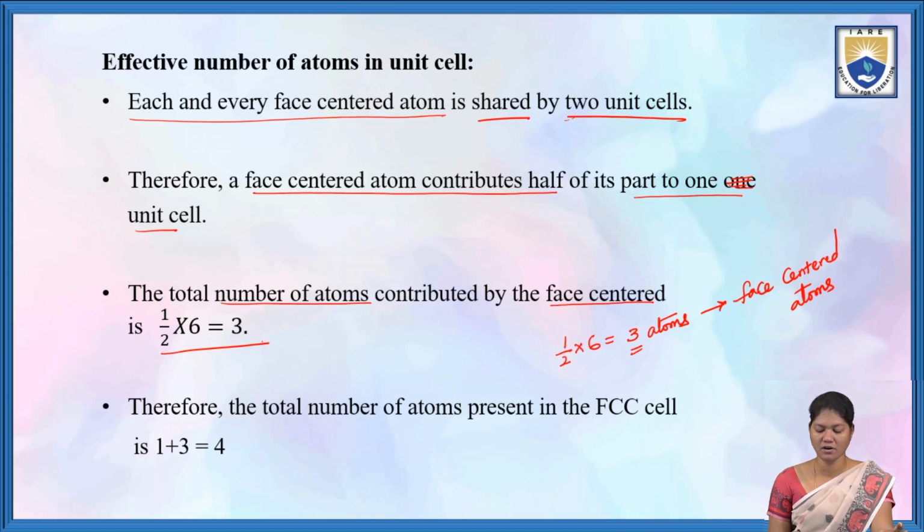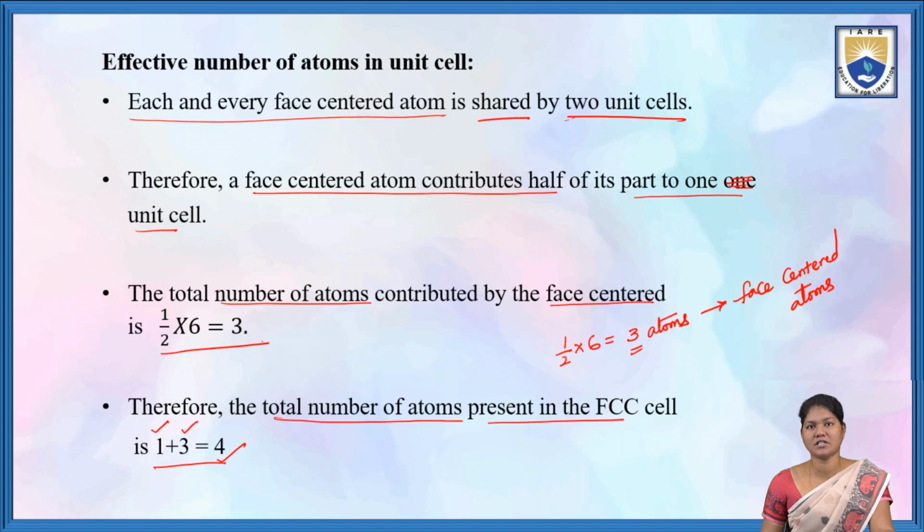So therefore, what is the effective number of atoms in the unit cell? The total number of atoms present in the FCC cell is 1 plus 3, which is equal to 4. This 1 belongs to corner atoms and this 3 belongs to face-centered atoms. So a total of 4 atoms are contributed in the face-centered cubic crystal.